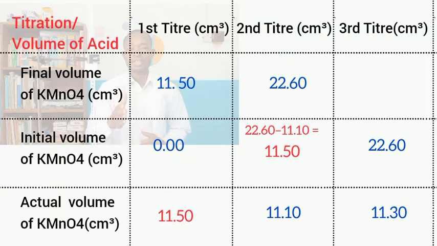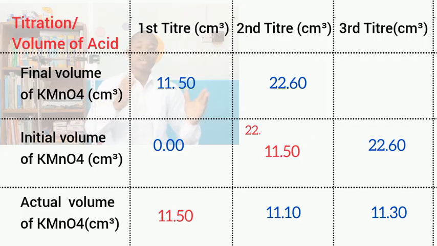Finally, the third titration. Now we are expected to obtain the final volume of KMnO4 used. We were given the initial volume to be 22.60. We were given the actual volume of potassium manganate used to be 11.30. So how do we obtain the final volume? Once again, recall, final volume minus initial volume is equal to actual volume. So if you're looking for final volume, it is an issue of making final volume the subject of the formula.